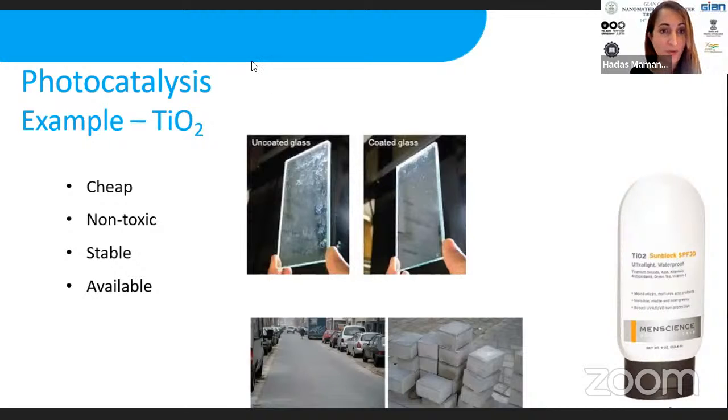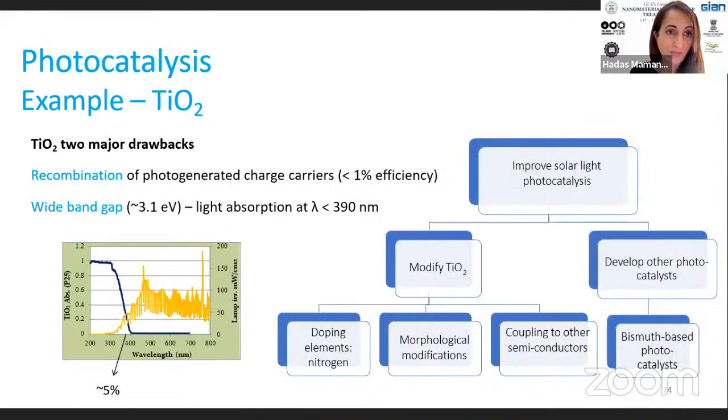One important thing, as I said before, is to coat the particles onto a support. So this is an example of a coated glass. Two major drawbacks of photocatalysis are the recombination of the photo-generated charge carriers and possibly a wide band gap.